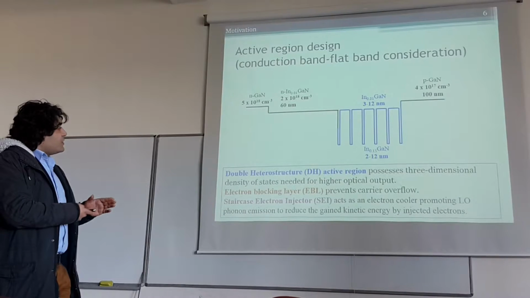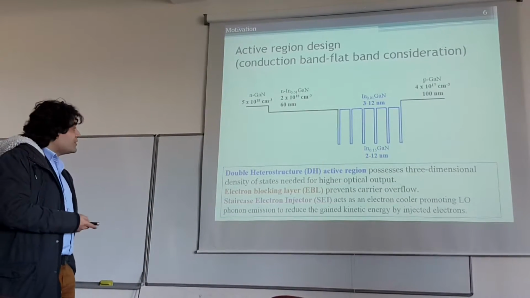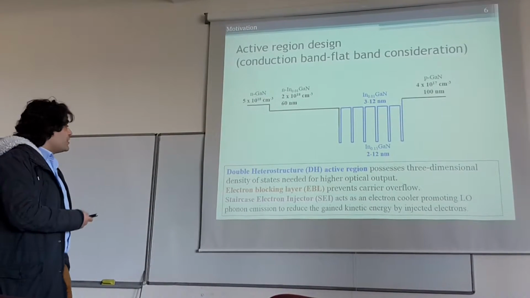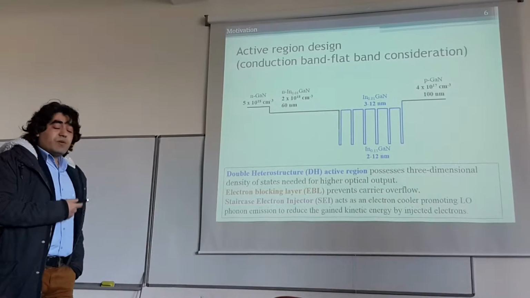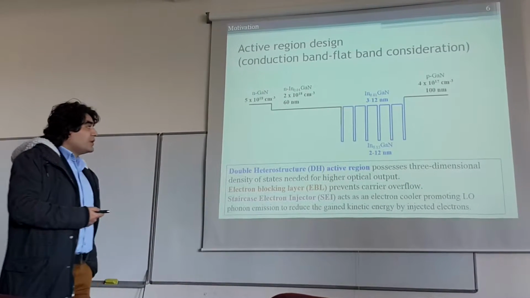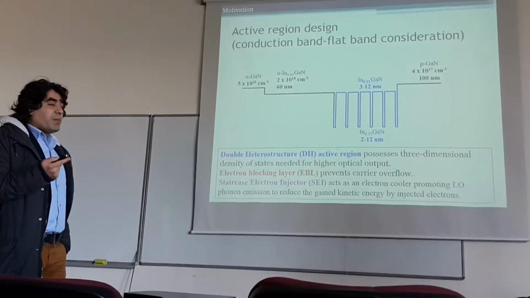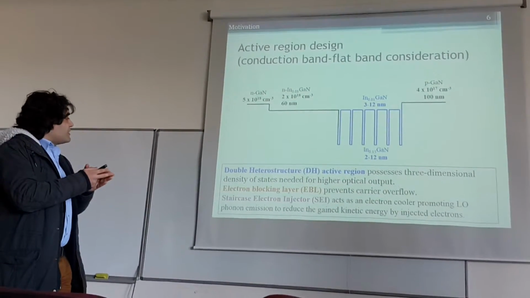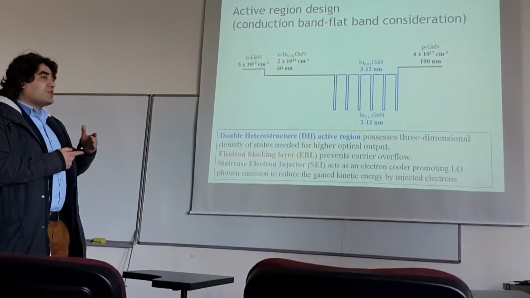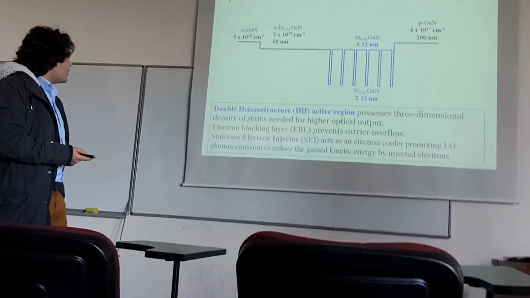When we change this quantum well from 2 nanometer to 3, 4, to 10 nanometer, it is called a double heterostructure active region, and it has 3-dimensional density of states. This helps to increase the optical output from an LED, and since this has 3-dimensional density of states, it decreases the Auger recombination process, so it helps to mitigate this problem.